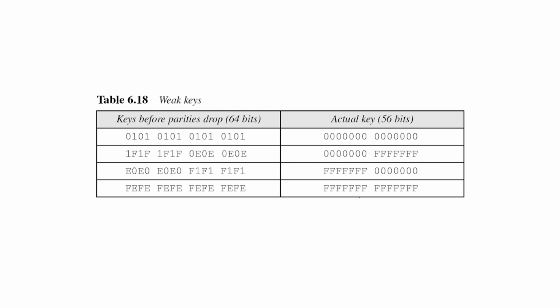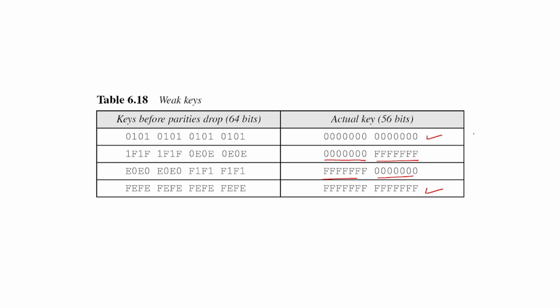Here, if you observe, the first column represents the 64 bits, so you need to drop the parity bits and then you will get a 56 bit key. This is the 56 bit key. Here all zeros, and here all ones, and in this key half zeros, half ones, and half ones, half zeros. These are all weak keys.